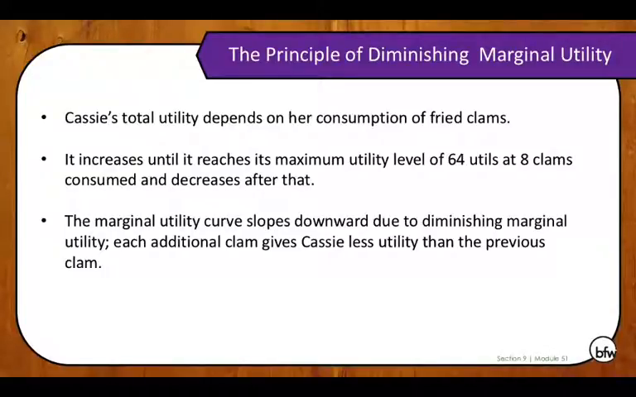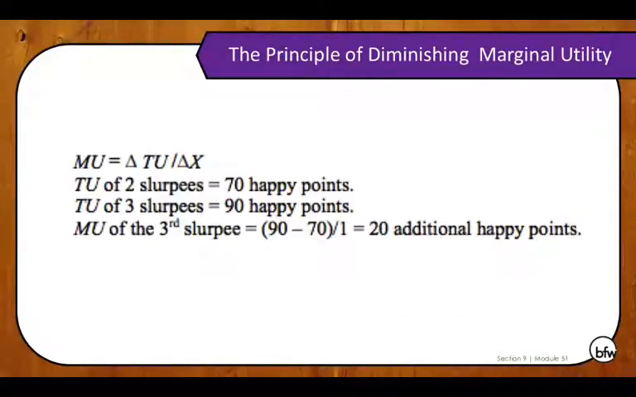So the marginal utility curve slopes downward due to what we call diminishing marginal utility. With each clam we consume, we get some additional utility, but it's less than the utility we got from the previous unit, and so we say there is diminishing marginal utility. Each additional clam gives Cassie less utility than the previous clam.